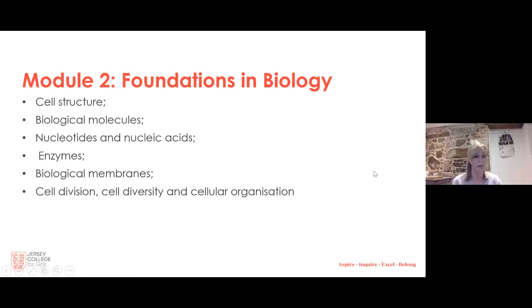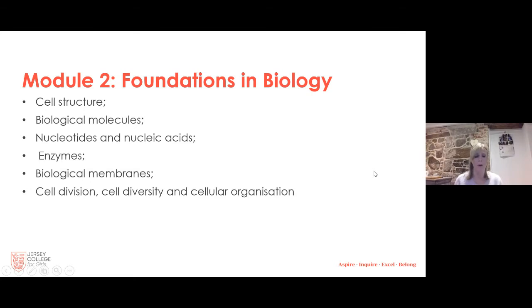Our current Year 12s are in the process of studying this at the moment. As you can see with the topics that we cover, this really underpins everything that they do right the way through the A-level. So they start off with cell structure and biological molecules. A-levels are taught at JCG split between 2 teachers. So one teacher will be teaching students about cell structure, whilst the other teacher is teaching them about biological molecules.